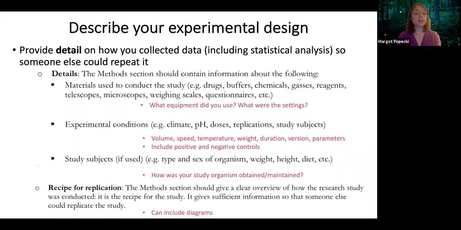So one thing to do in your writing, if you find yourself really struggling to describe this complicated experimental setup, you could also include diagrams. So this could, again, provide some sort of visual representation of your experiment for the reader, and you would provide that information in the methods.